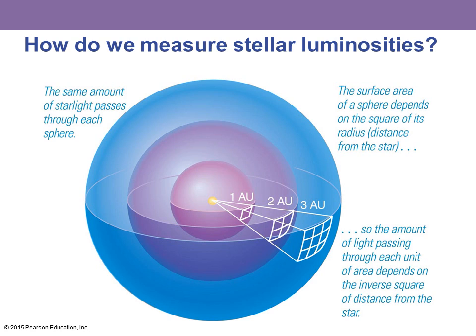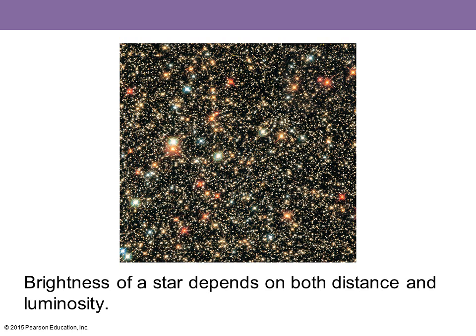Well, we have light coming from a star, and as it spreads out into space, the amount of light that we see decreases. So the brightness of a star depends on both the distance and the luminosity of the star. Obviously, the farther away we are from the star, the less bright it will appear.